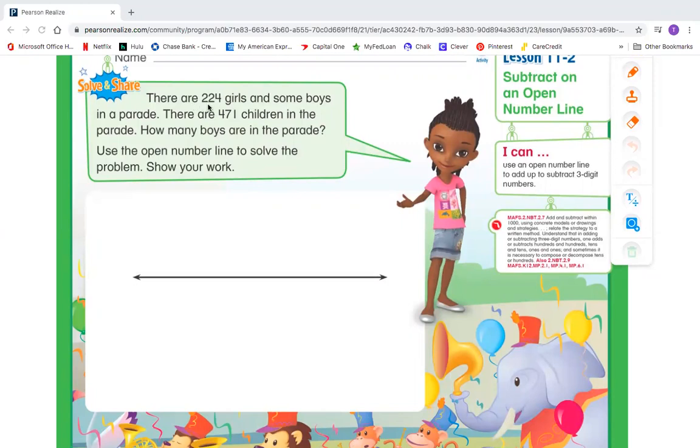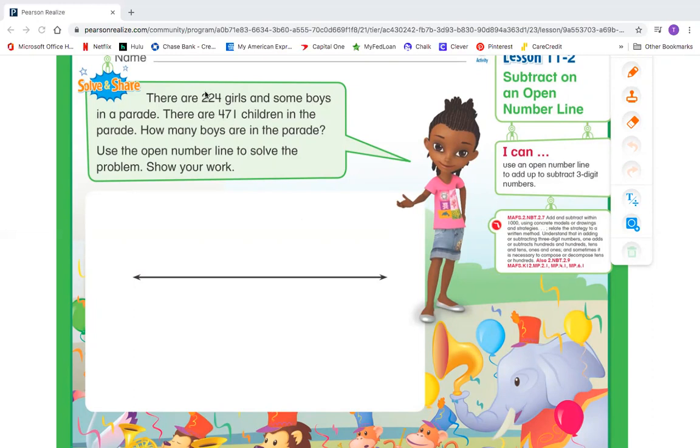There are 224 girls and some boys in a parade. There are 471 children in the parade. How many boys are in the parade? Use the open number line to solve your problem and show your work.